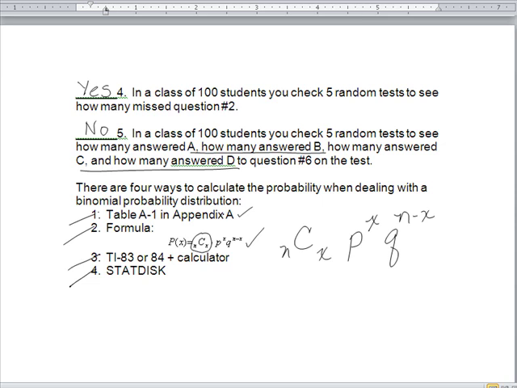The TI-83/84 is fairly easy to do, so fairly often I choose that. There are some special cases where I prefer StatDisk, and I'll explain why when we get to those particular problems. So we have 4 different methods for calculating binomial probabilities. We'll go over those in the sample problems.